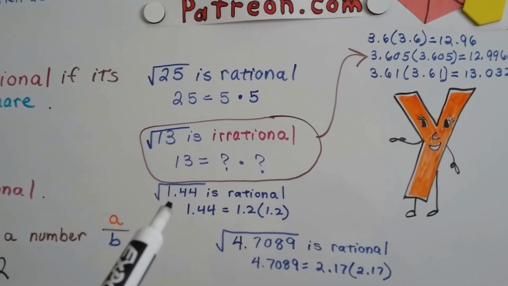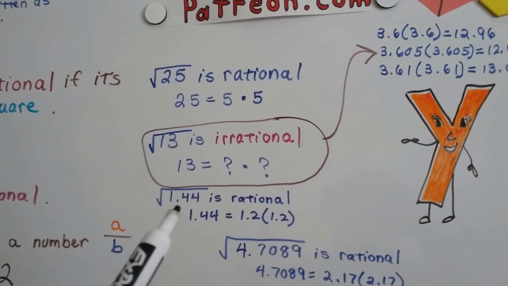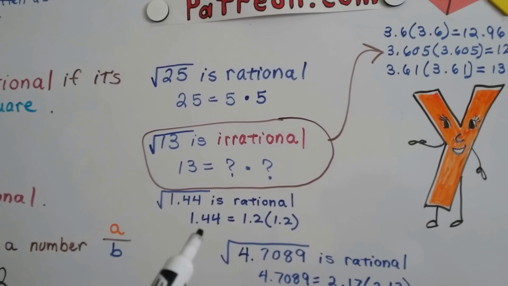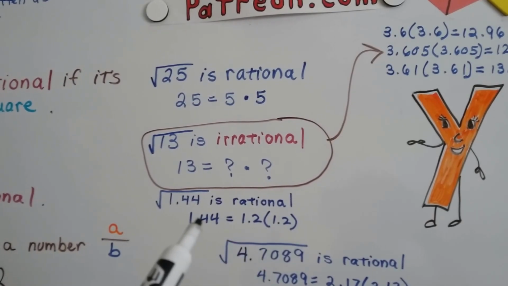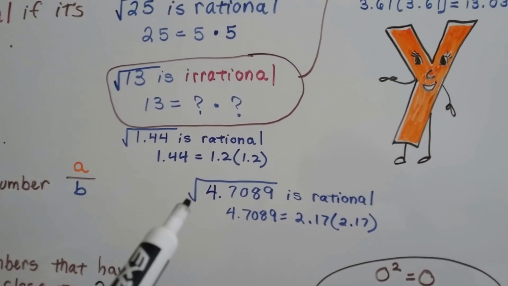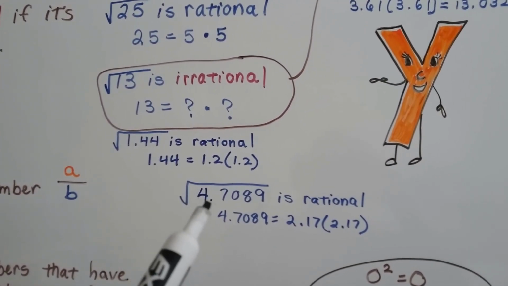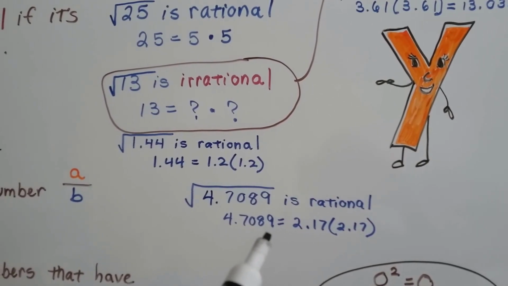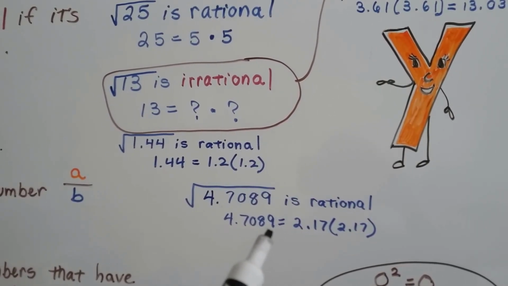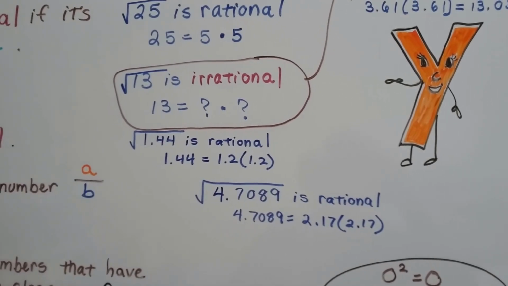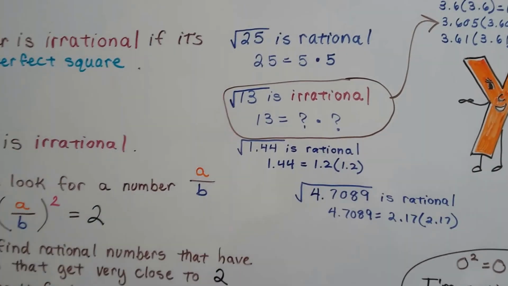And the square root of 1.44 is rational, and 1.44 is rational, because 1.2 times 1.2 makes 1.44. See that? The square root of 4.7089 is rational, and 4.7089 is rational, because 2.17 times 2.17 makes 4.7089.